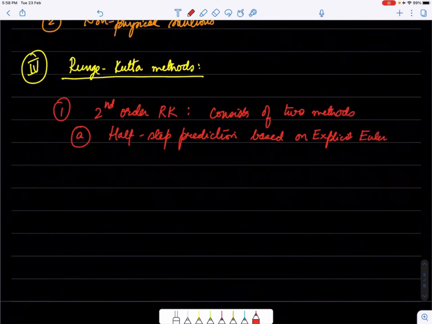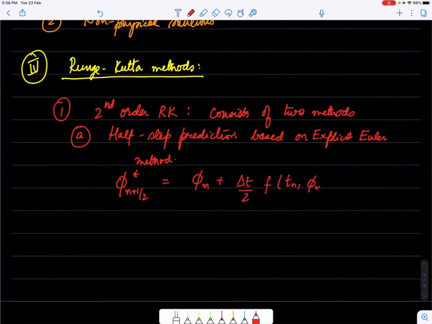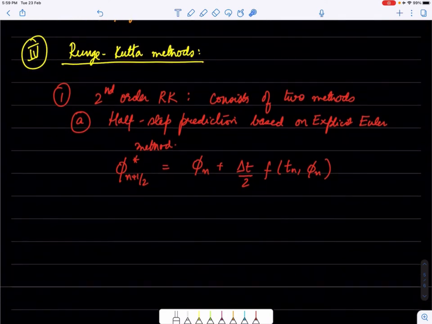and what it looks like is that we can say phi n plus half star is phi n plus delta t by 2 f tn phi n. So as you can see, what I've done here is using the derivative at the given time step, which is tn. So once we have f, we only make a half delta t improvement. So we sort of predict the value at the half step.